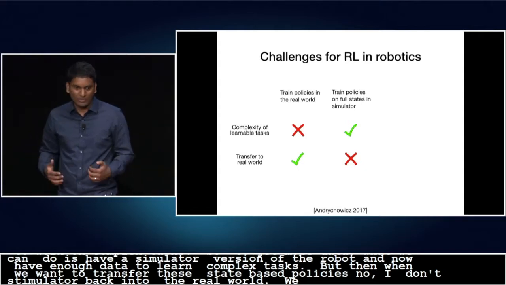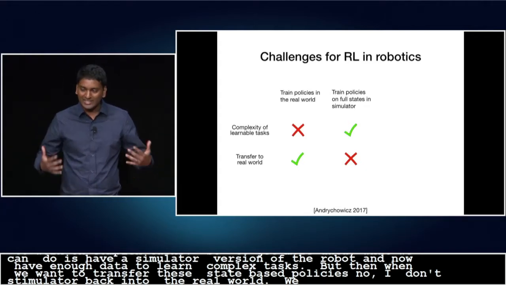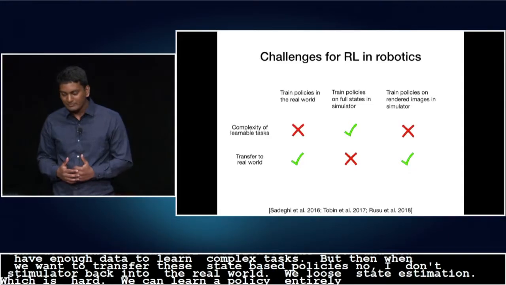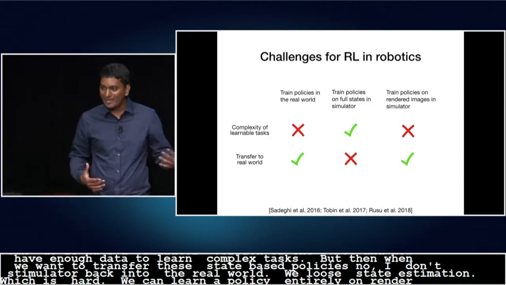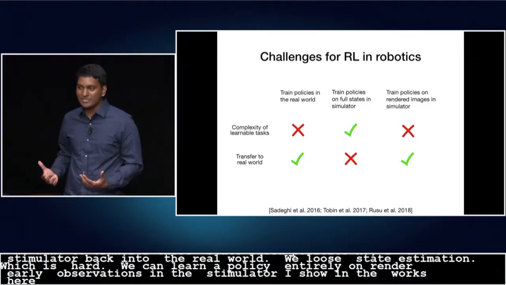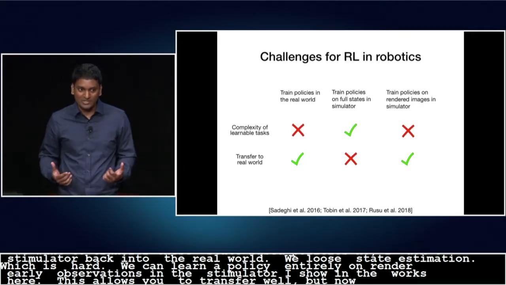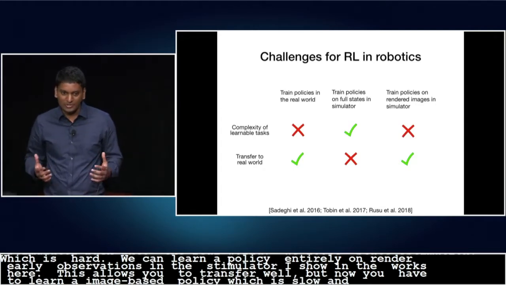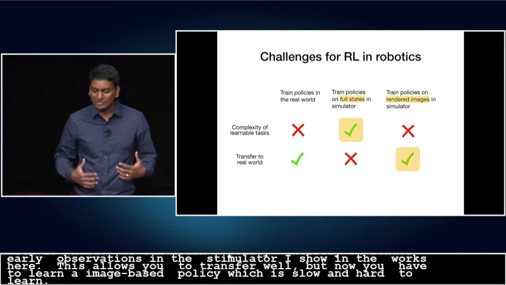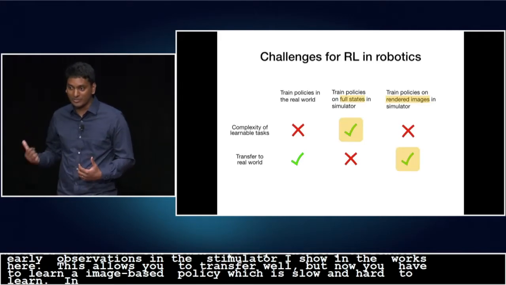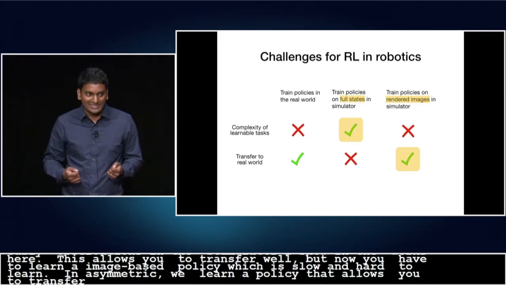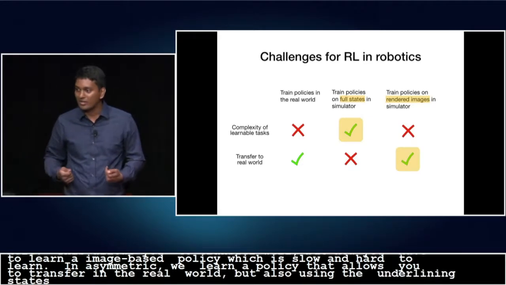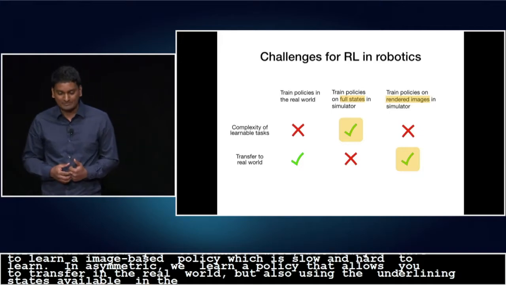So instead of that, what we can do is learn a policy entirely on rendered observations in the simulator, as shown in these works here. This allows you to transfer well, but now you have to learn an image-based policy, which is often slow and hard to learn. So in Asymmetric Actor Critic, we learn an image-based policy, which allows you to transfer well into the real world. But we also use the underlying states available in our simulator to accelerate the learning for our image-based policies.